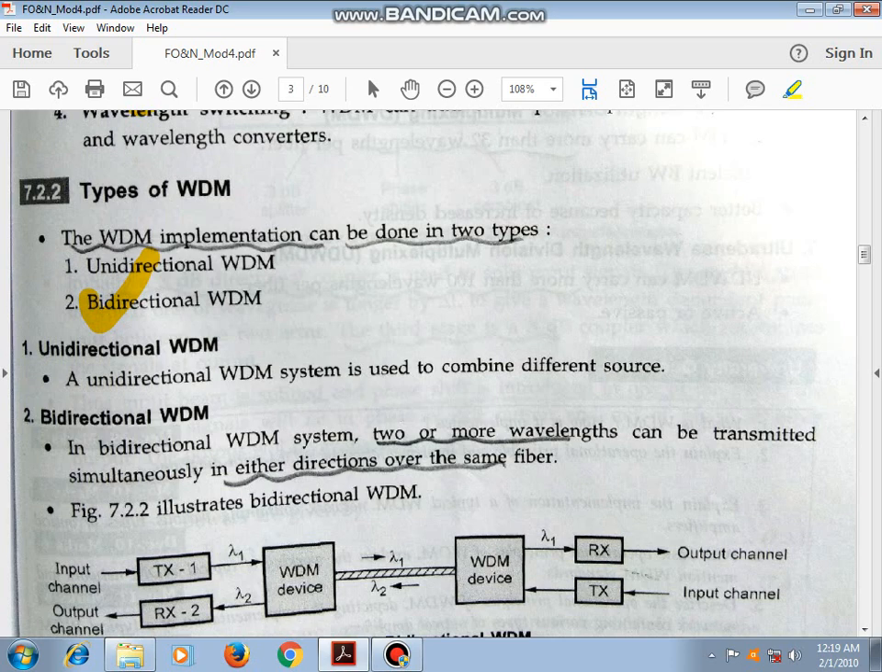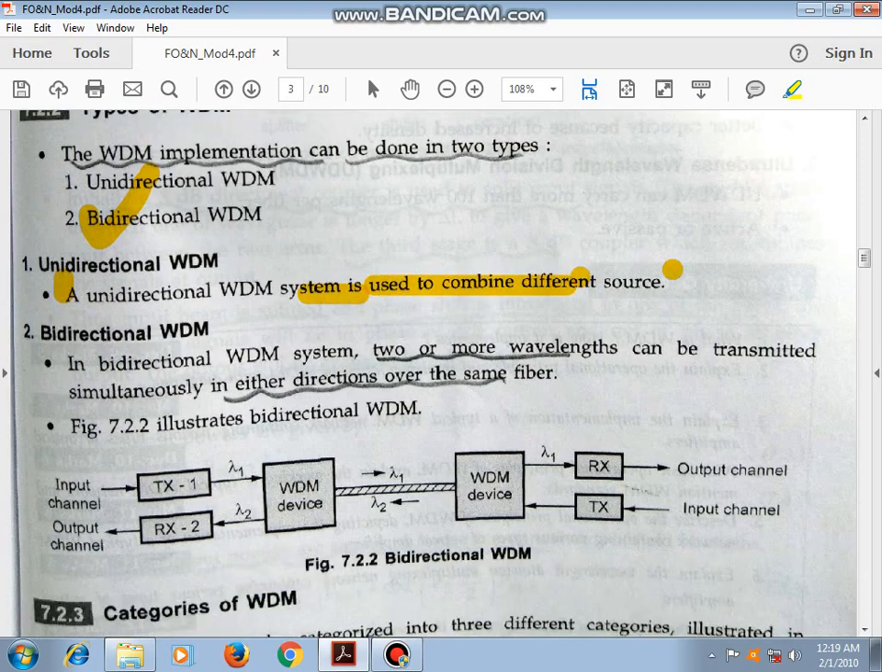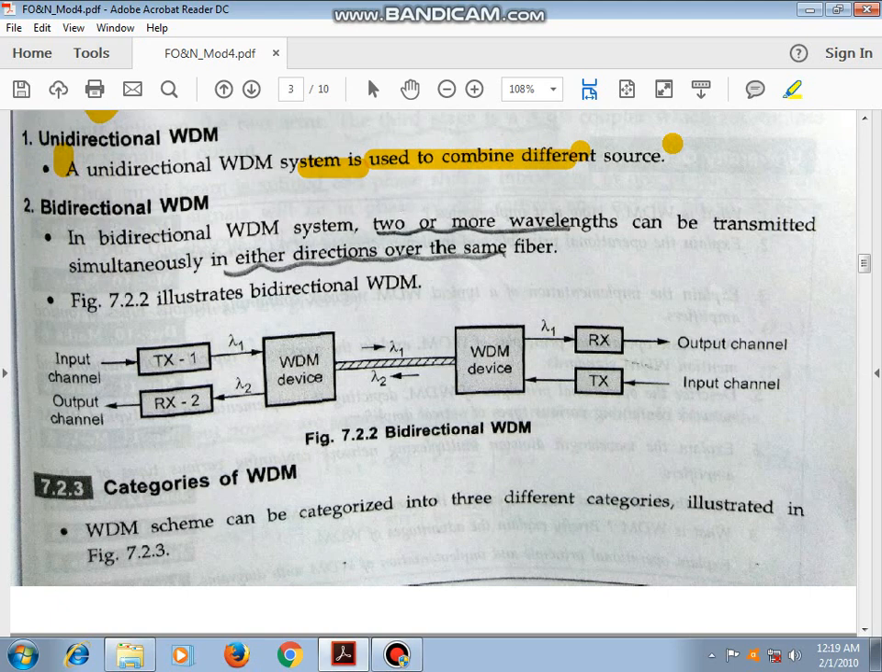First we will go with the unidirectional. A unidirectional WDM system is used to combine different sources. Next we can go with bidirectional WDM. In a bidirectional WDM system, 2 or more wavelengths can be transmitted simultaneously in either direction over the same fiber.